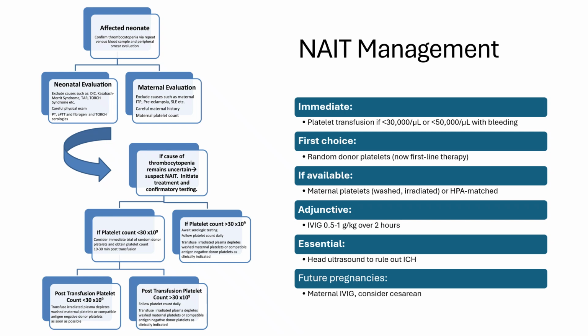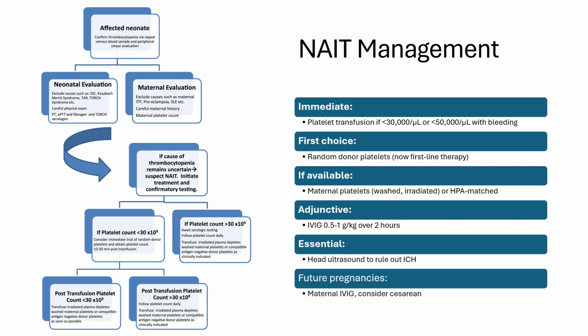Adjunctive therapy includes intravenous immunoglobulin at 0.5 to 1 gram per kilogram over 2 hours. IVIG may reduce antibody-mediated platelet destruction and improve platelet survival, though its efficacy in acute management remains debated. Essential diagnostic evaluation includes head ultrasound to rule out intracranial hemorrhage. The presence of ICH elevates target platelet counts above 100,000 per microliter and intensifies monitoring requirements.